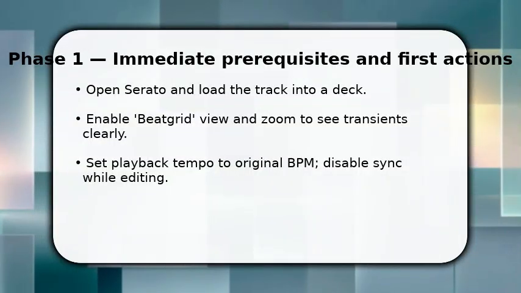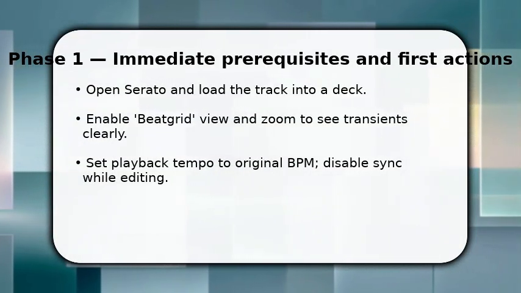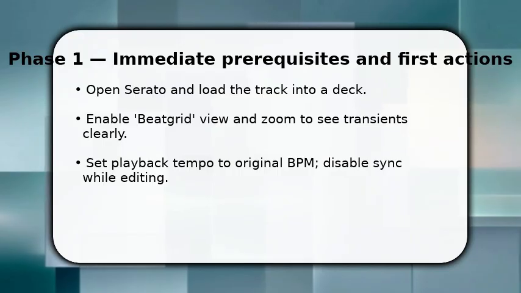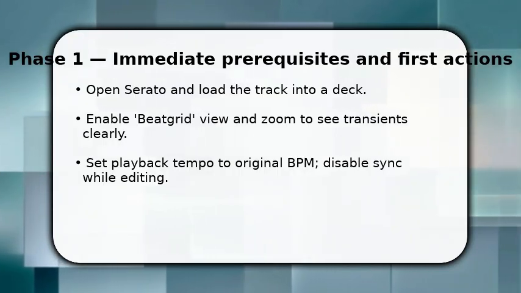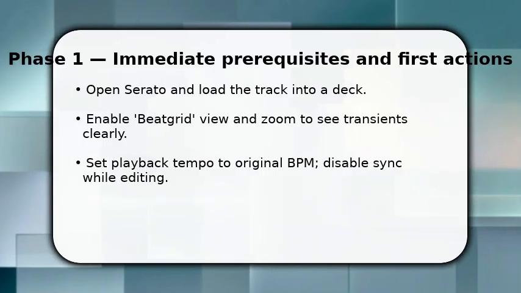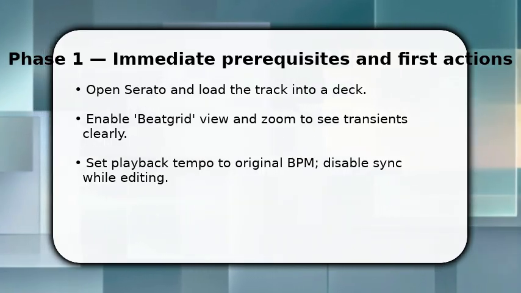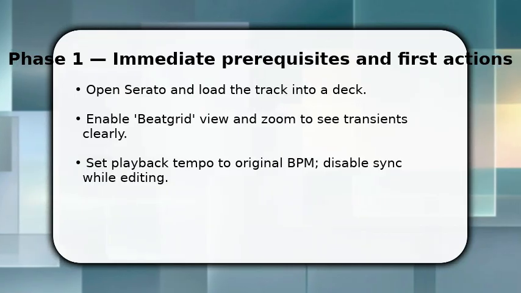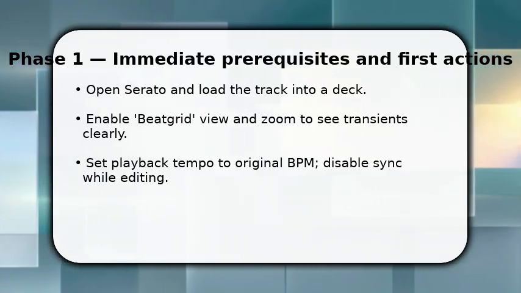You start by loading the track into Serato and switching to beat grid view so you see each transient clearly. You should zoom in enough to identify the downbeats and set the tempo to the track's original BPM to avoid shifting the grid. Then, pause at the first strong transient. This is your reference point.